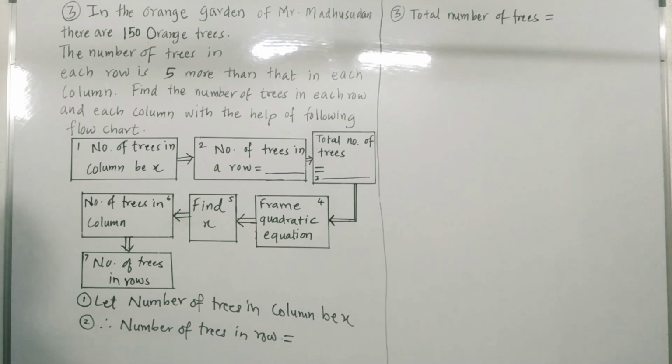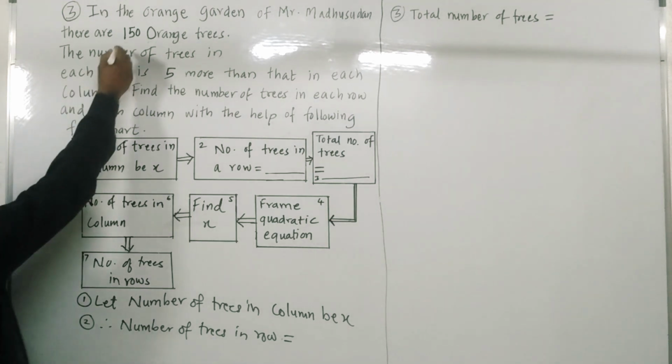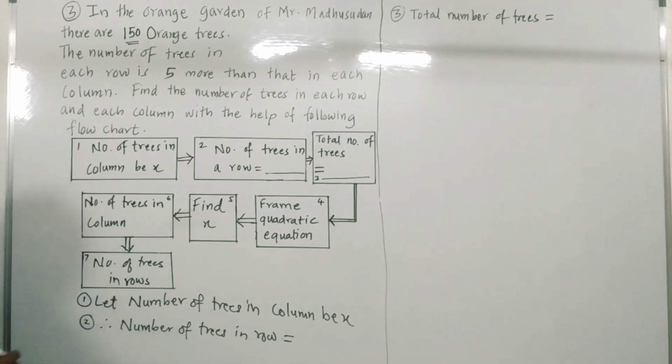Third example. In the orange garden of Mr. Madhusudan, there are 150 orange trees. The number of trees in each row is 5 more than in each column. Find the number of trees in each row and each column with the help of the following flowchart.